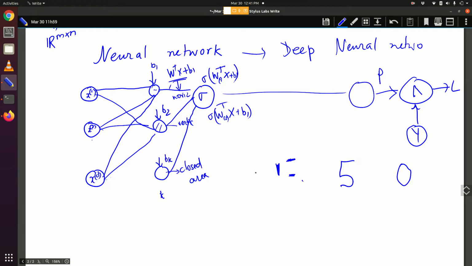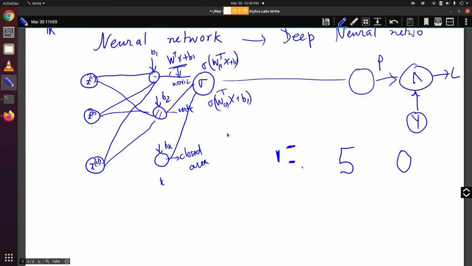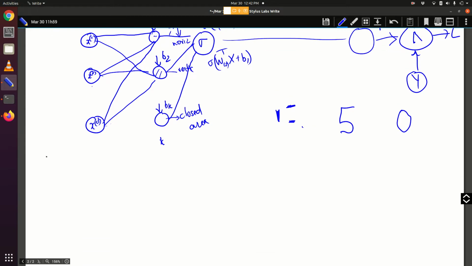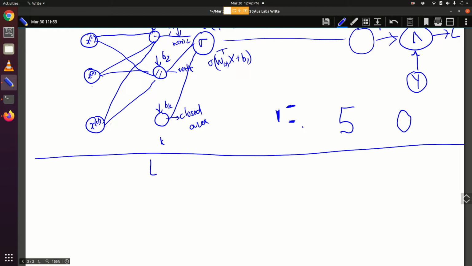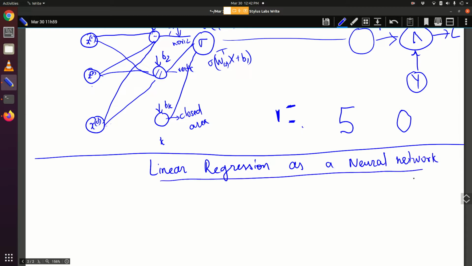So let us look at a simple regression first, and once you understand regression, everything will become easier. So let's look at regression first, and from there we will see what else we can do. Let us look at linear regression as a neural network. I am treating, even though linear regression is not a neural network.